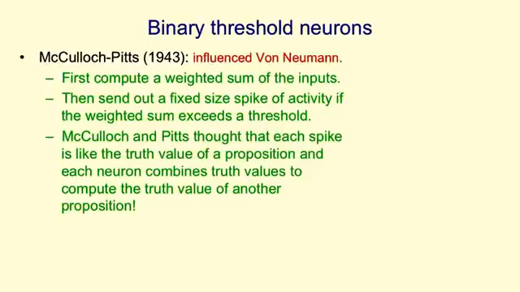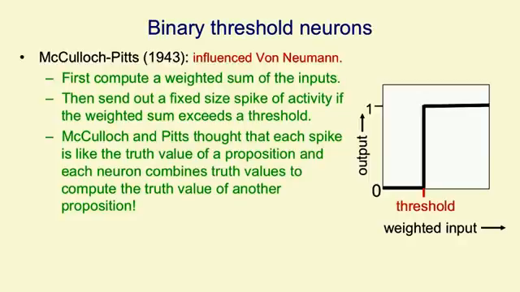McCulloch and Pitts thought that the spikes were like the truth values of propositions. So each neuron is combining the truth values it gets from other neurons to produce a truth value of its own. And that's like combining some propositions to compute the truth value of another proposition. At the time, in the 1940s, logic was the main paradigm for how the mind might work. Since then, people thinking about how the brain computes have become much more interested in the idea that the brain is combining lots of different sources of unreliable evidence. And so logic isn't such a good paradigm for what the brain's up to.